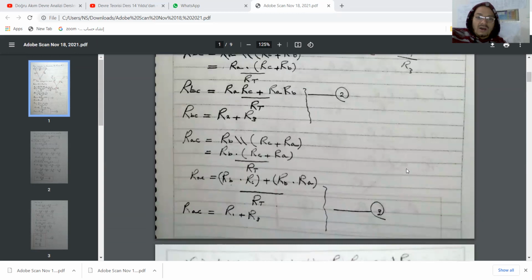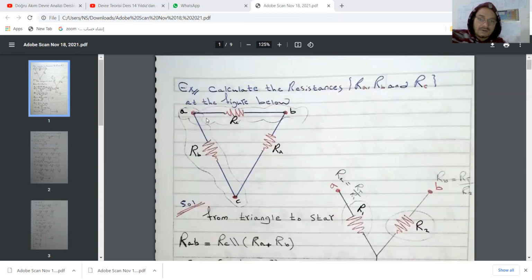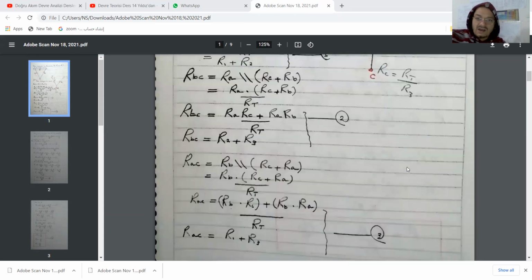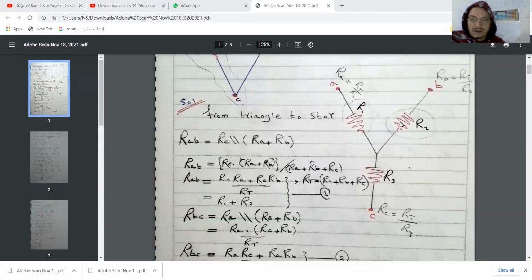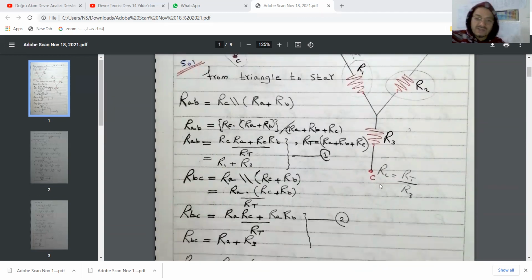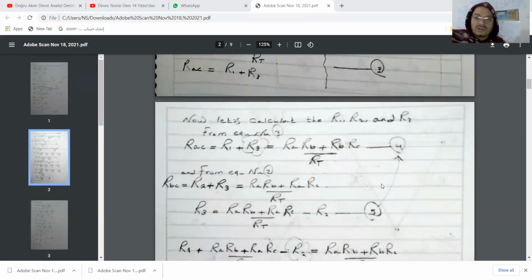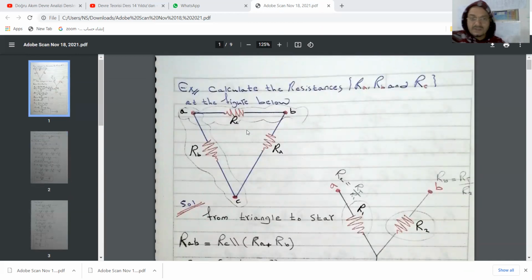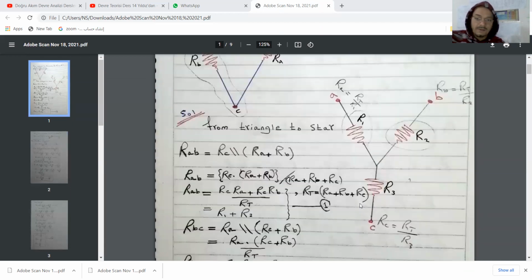Keep going with RAC. RAC equals RB parallel between two brackets RC plus RA, and at last RAC from the start form, RAC equals R1 plus R3. Now let's calculate R1, R2, R3 to be able to calculate RA, RB, RC. Like we know, here RA, here R1, here RB, here R2, here RC, here R3.